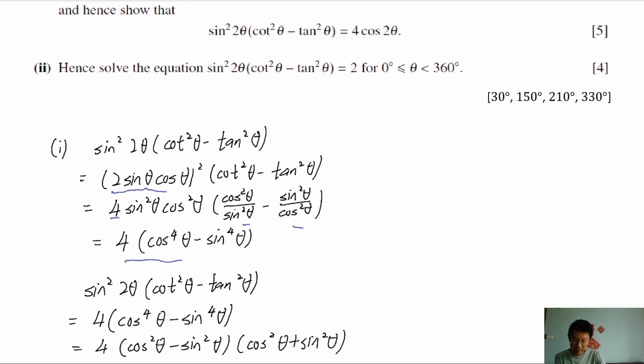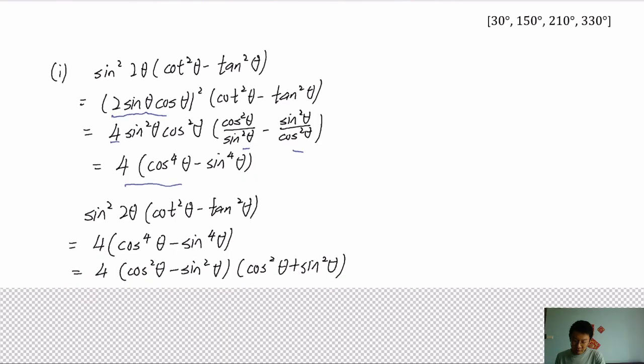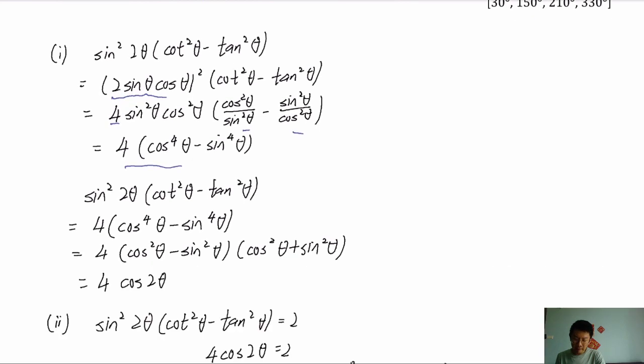Next part is to show that the right hand side is just 4 cos 2 theta. How do we prove this? Earlier on, what we have proven is that we have got cos power 4 minus sine power 4. For this one, it is a form that can be factorized, where if we have a squared minus b squared, it is a plus b, a minus b. So what are our a and b here? The a here is cos squared theta, and in this case the b here is sine squared theta.